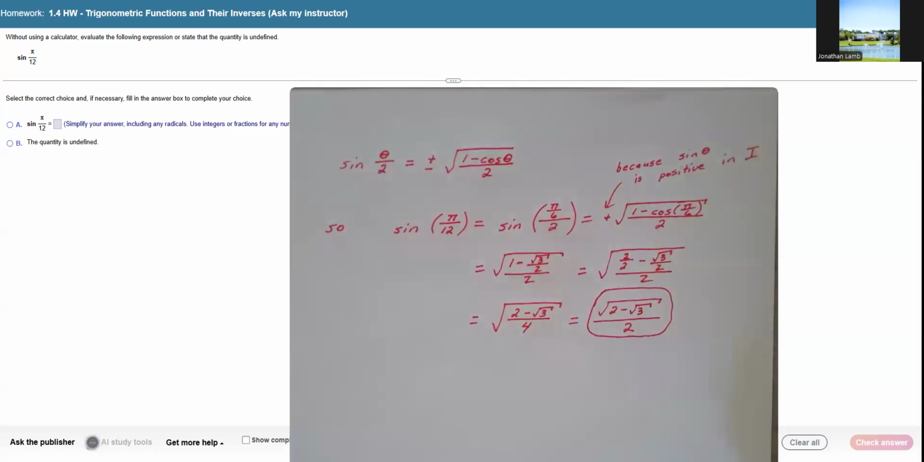It's a little tricky dealing with the half angle identity. If I ever gave anything like that on a test, I would give you the half angle identity and just expect you to be able to use it. You would not have to know that from memory.